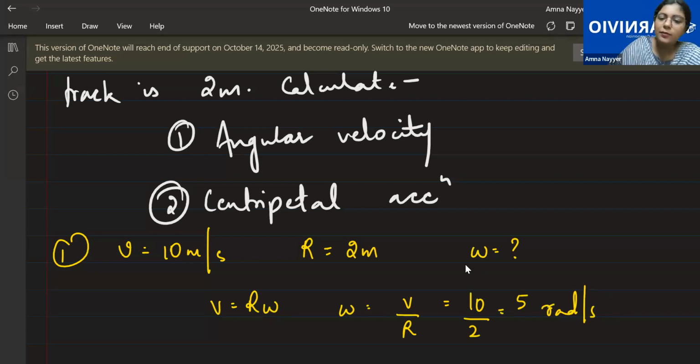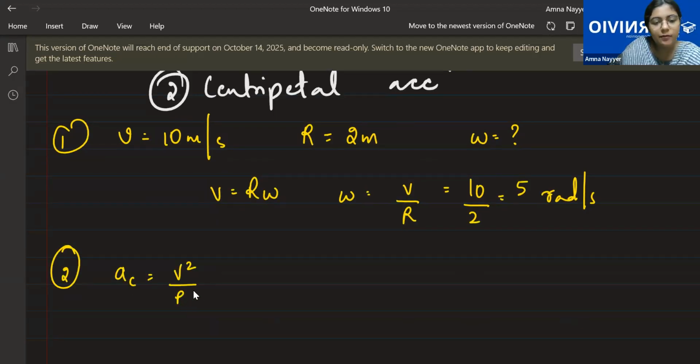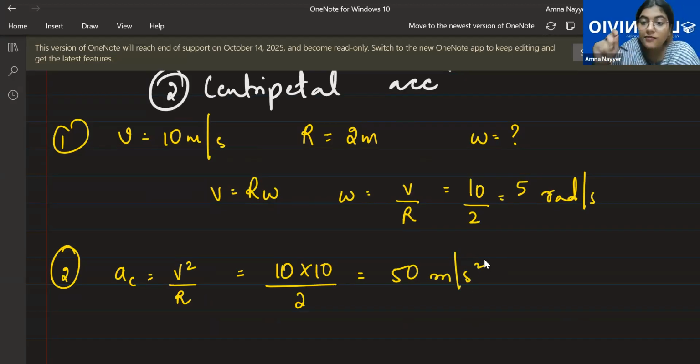Now centripetal acceleration. Centripetal acceleration is what? This is V square divided by R. V square means 10 into 10 divided by R is 2. That becomes 50 meter per second square. Till the time you don't have an angular term in the formula and it's not a term of rotation, you're not going to use radian and all. Centripetal acceleration will be meter per second square.